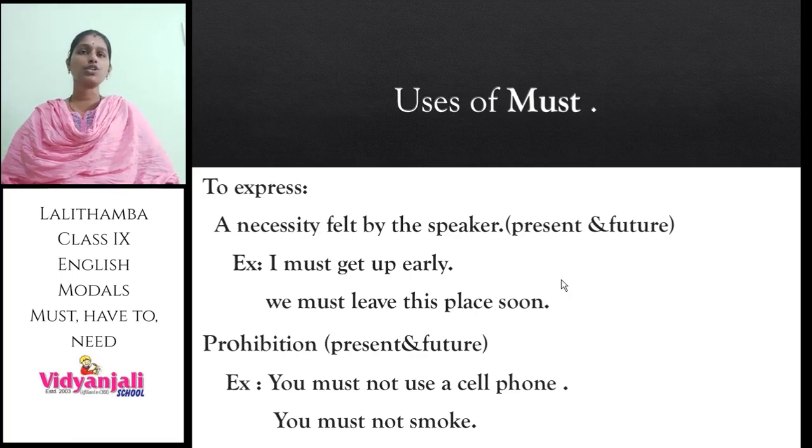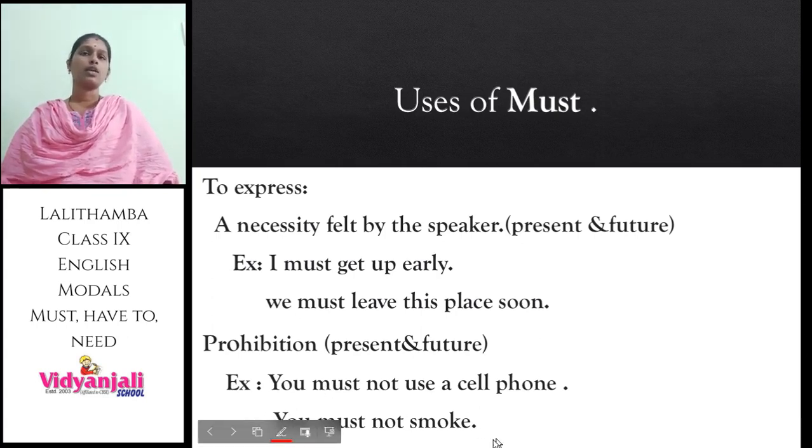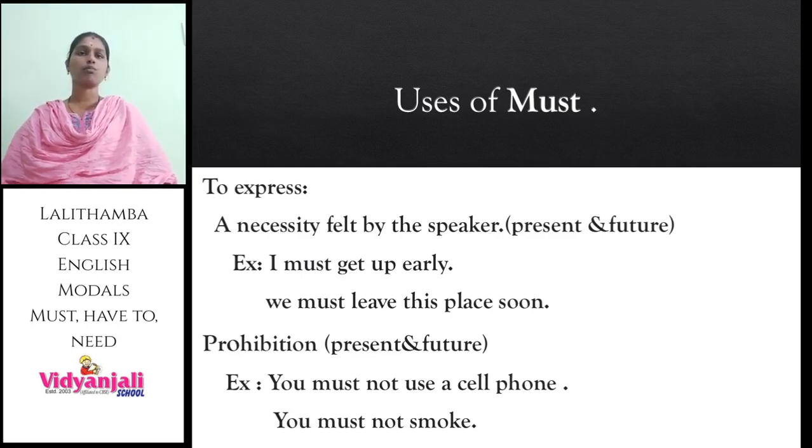And must is used in a formal way also to express prohibition, in present and future. Like in the example, you must not use a cell phone here. It is a prohibited area. For example, take a filling area. There, it's a prohibited area. So you must not use cell phones there. You must not smoke even there. So must is also used in a formal way of expressing. If there is some rule, we use must there. To express prohibition also we use must.